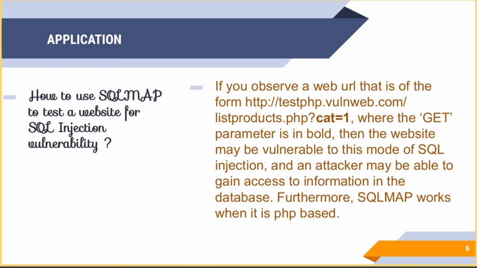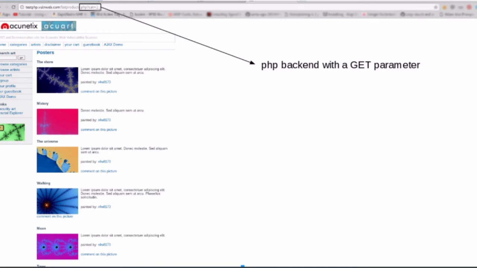Let's see this with an example. If you observe a web URL that is of the form http://testphp.vulnweb.com/listproducts.php?cat=1, where the GET parameter is in bold, then the website may be vulnerable to this mode of SQL injection, and an attacker may be able to gain access to information in the database.